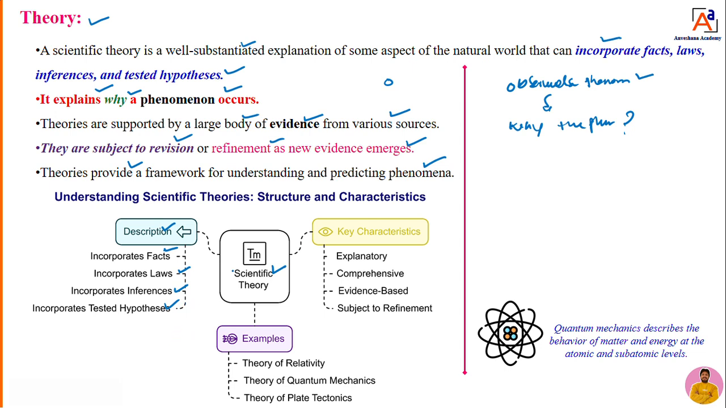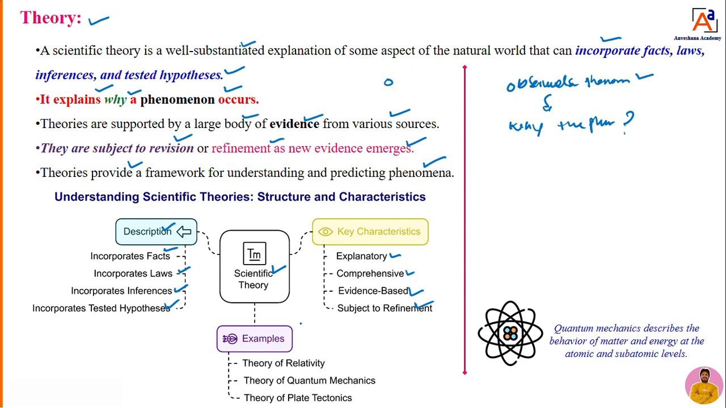This is what theory is. And what are the key characteristics? It has some characteristics. It will give a detailed explanation about the event or phenomena which is happening in nature, one thing. And that explanation will be complete or comprehensive towards a phenomena. That comprehensive explanation is given based upon the evidence, based upon the repeated experiments, one thing. And whatever theory scientists give, that can be refined or modified as per the requirement with proper evidence.